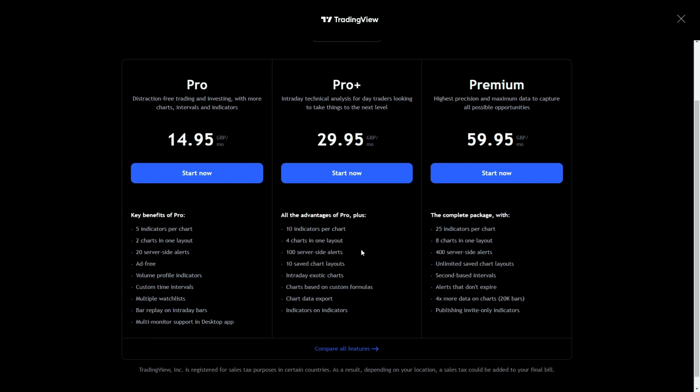The intraday exotic charts, depends what type of trader you are. Again, that was something I would never look to use, really, so it didn't entice me through, especially if we're looking at doubling the price, basically. The custom formula side of things, that can be quite useful for traders.